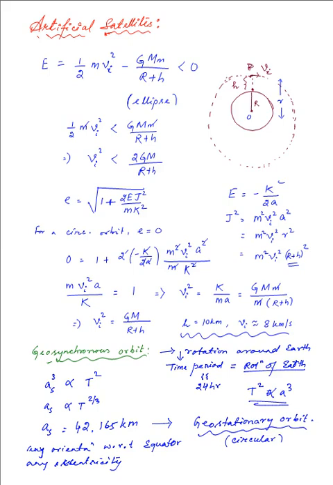And usually this is calculated in terms of the height. The height is AS, which we have calculated to be nearly 42,165, minus the radius of the Earth. The relation we are using is R plus H is equal to A, right? So we are using that relation.